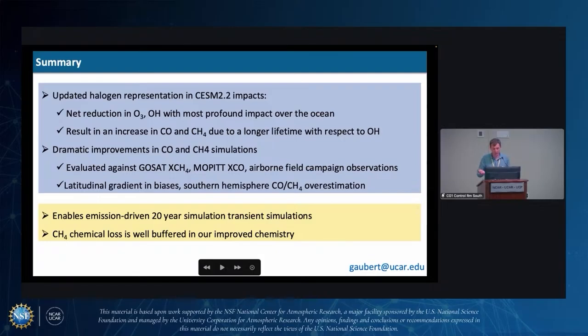And so we can now do emission-driven simulations that are better than the prescribed one, and our methane chemical loss, especially through secondary OH sources that are modified in the halogen representation, is much better and well buffered compared to perturbation, and so we will look into OH trends next.